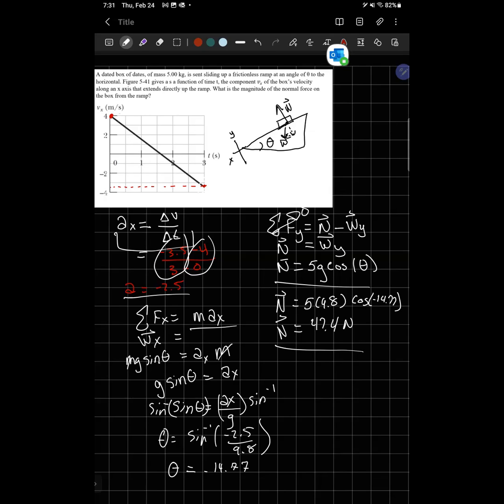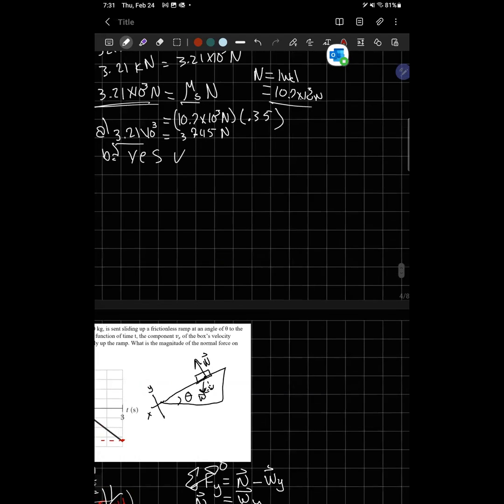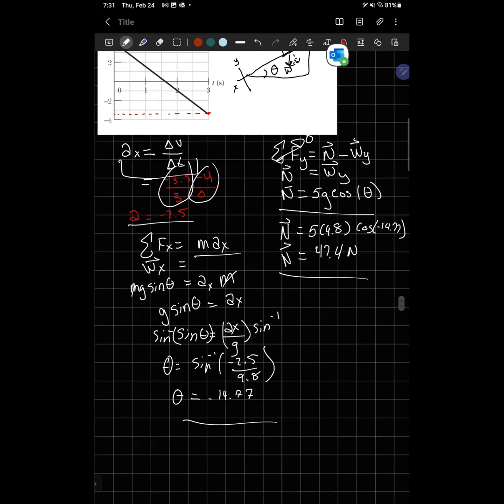Basically, the trick was just understanding that this graph is going to give me my acceleration. It could have given you better points, but it's still completely fine. Using that in order to solve for theta, which wasn't exactly clear in the beginning, and using that to finish off the y.